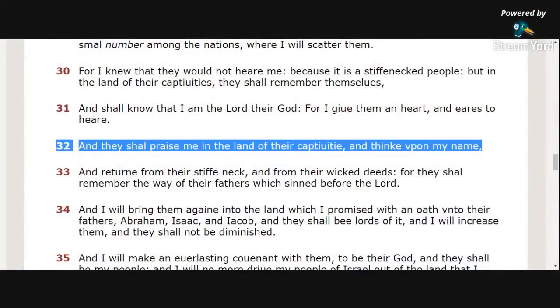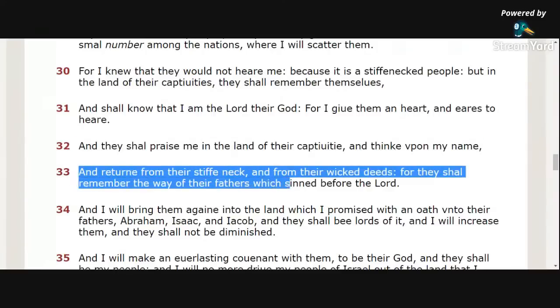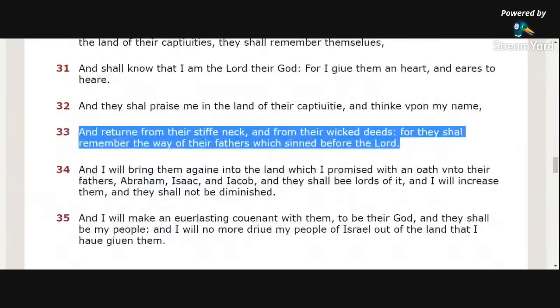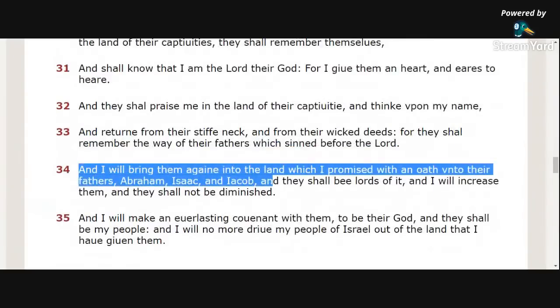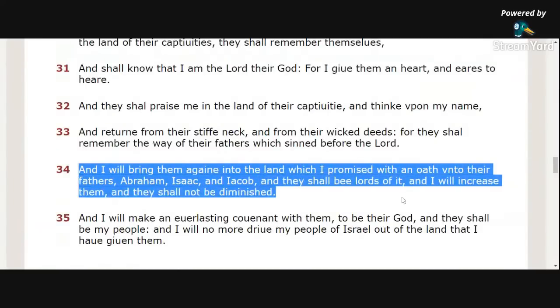And they shall praise me in the land of their captivity and think upon my name and return from their stiff neck and from their wicked deeds. For they shall remember the way of their fathers which sinned before the Lord. Then what? And I will bring them again into the land which I promised with an oath unto their fathers, Abraham, Isaac, and Jacob, and they shall be lords of it, and I will increase them, and they shall not be diminished.